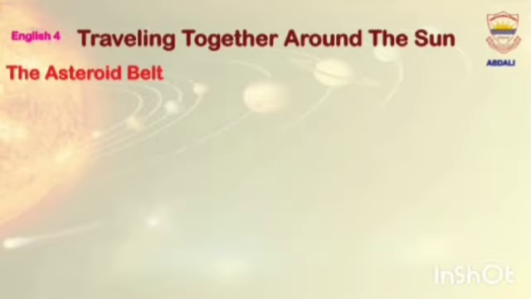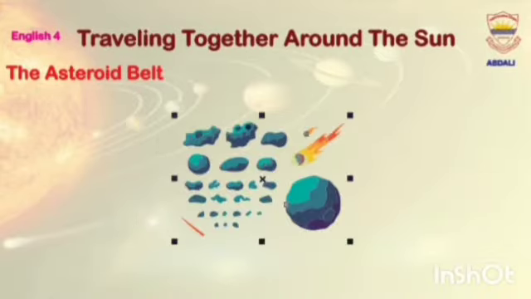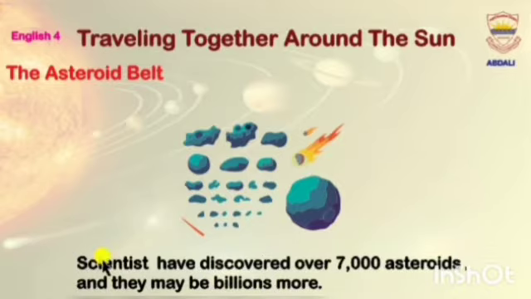Students, now going to next slide. Look at the picture. Scientists have discovered over 7,000 asteroids and there may be billions more. Now tell me, students, how many asteroids have scientists discovered? Scientists have discovered over 7,000 asteroids and there may be billions more. Very good answer, students.